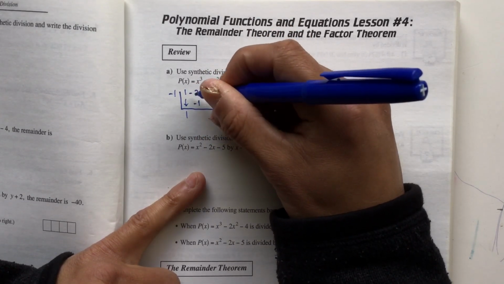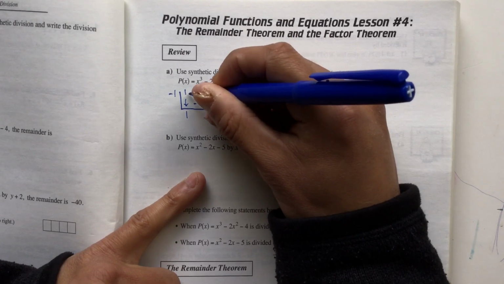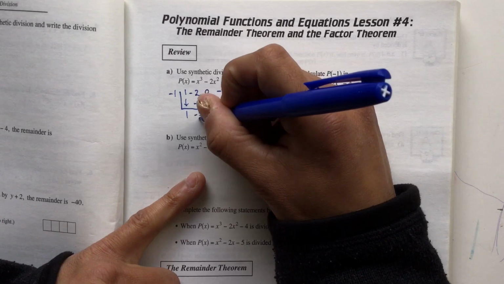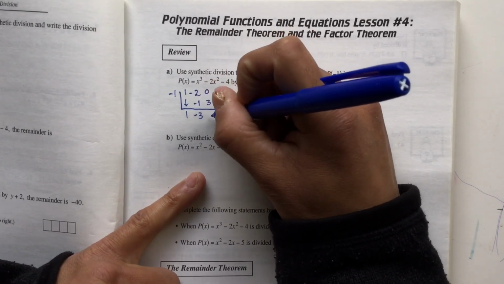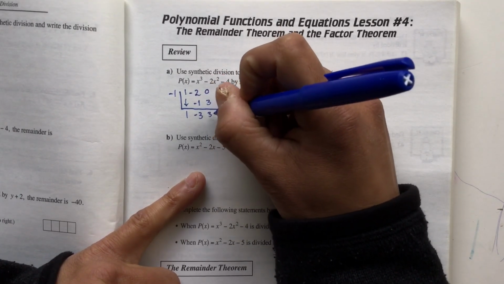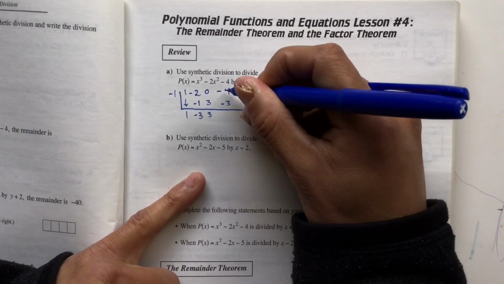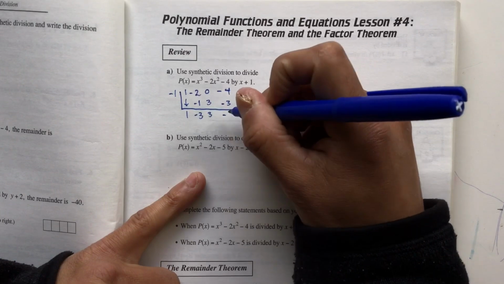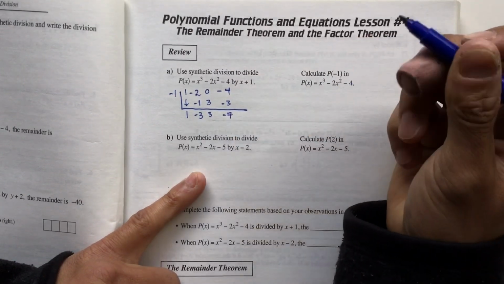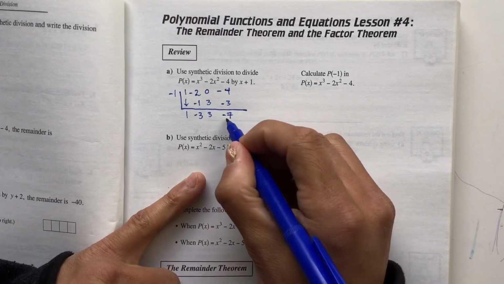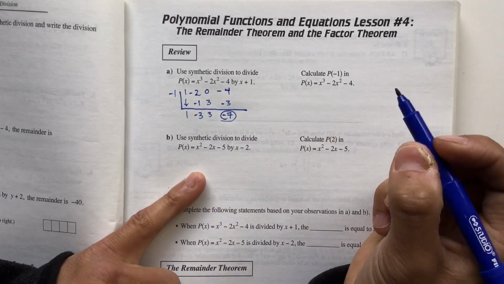And then I would combine the terms in the rows above. So negative 2 plus negative 1 is negative 3. And then I have a positive 3. 0 plus 3 is 3. And then 3 times negative 1 is negative 3. And negative 4 plus negative 3 would give me negative 7. Now, the next thing I want to do is just note that I have a remainder of negative 7 here.